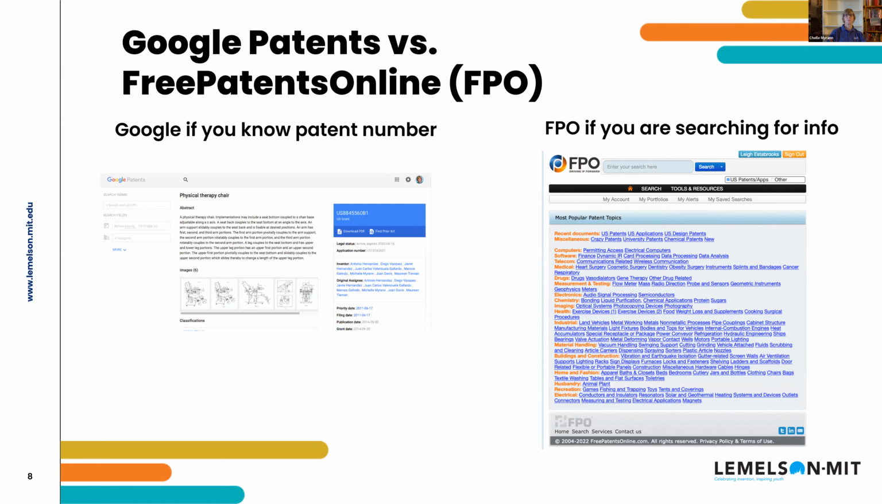So trying to navigate the USPTO, United States Patent and Trademark Office site, is kind of daunting. So Google Patents is a great place to go, as is Free Patents Online. And you just type in some keywords about what you're trying to invent.